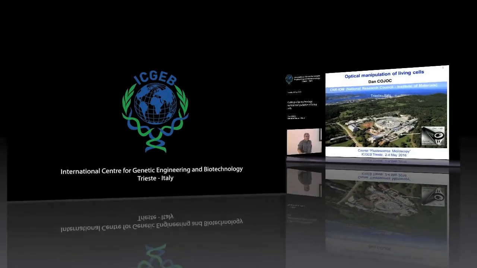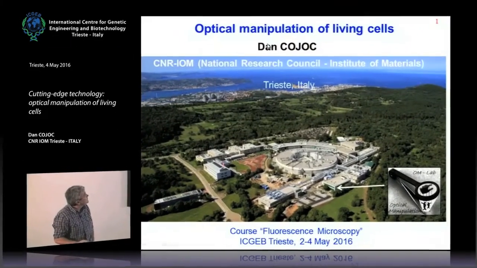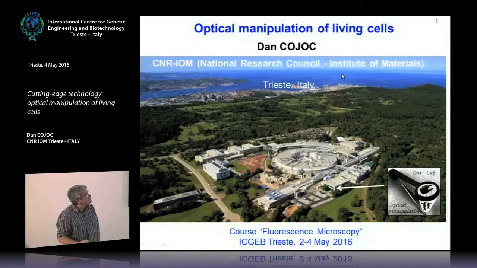Good morning, everybody. My name is Cojoc. I am from the National Research Council, Institute of Materials, which is located here in Trieste, but in Basovica, in the Area Science Park, where the electrosynchrotron and the Fermi laser, FEL laser, are located too. Our institute runs also some beam lines, and the labs are placed here, and I am leading the optical manipulation lab, which is placed here, more or less.